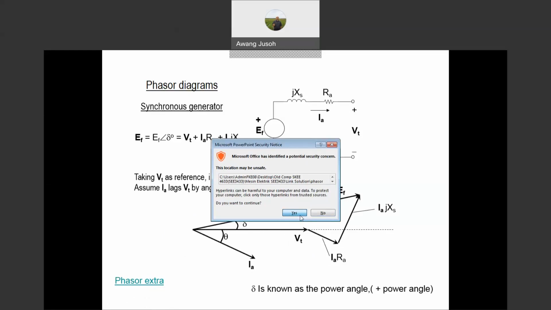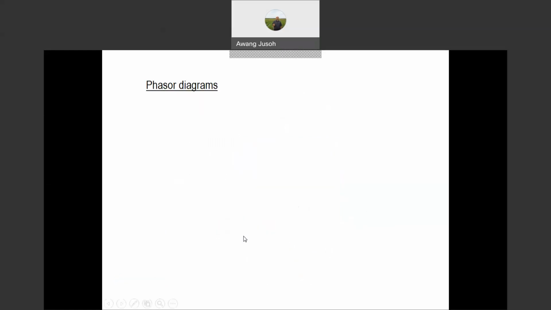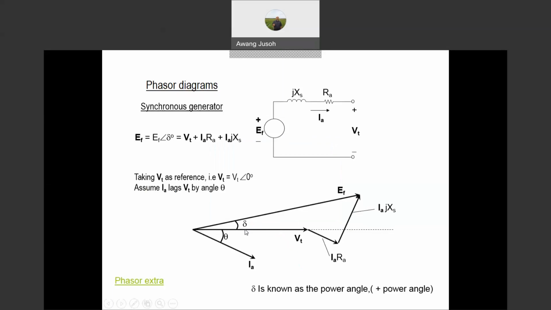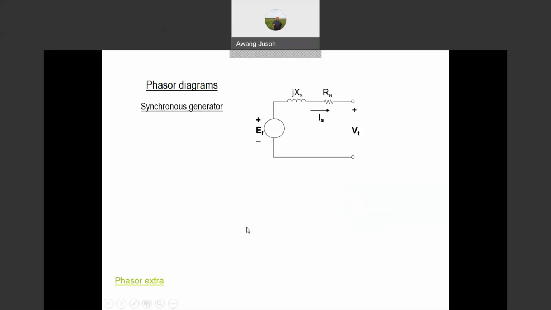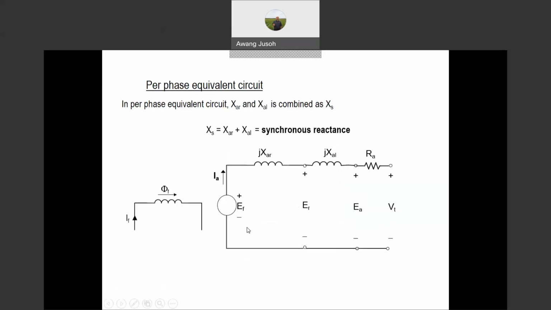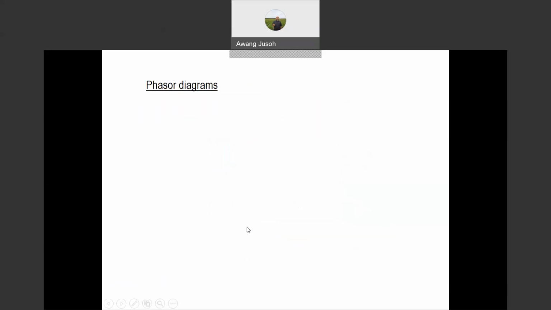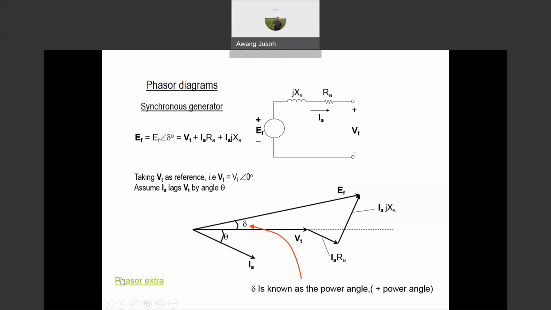Can open there. Maybe it takes some time. Come on. One minute now. What happened now? I cannot click that one. It's extra phasor.